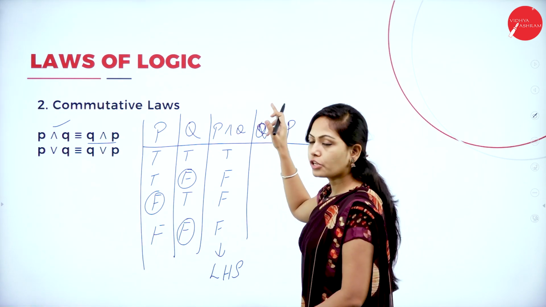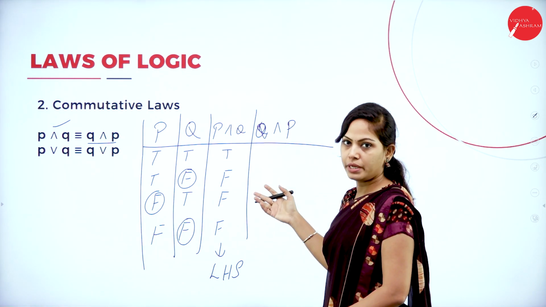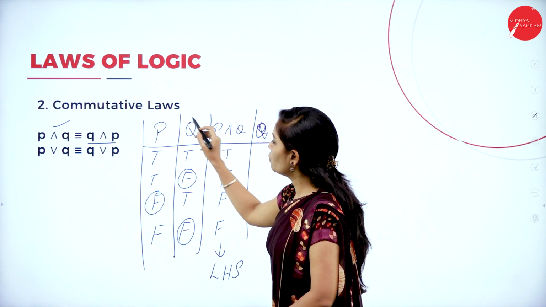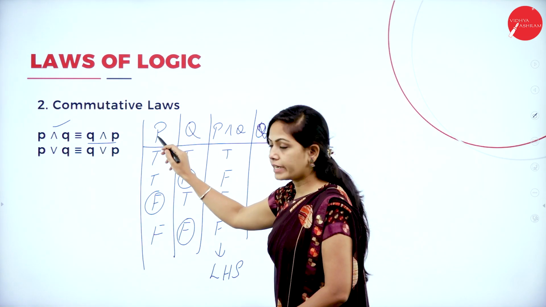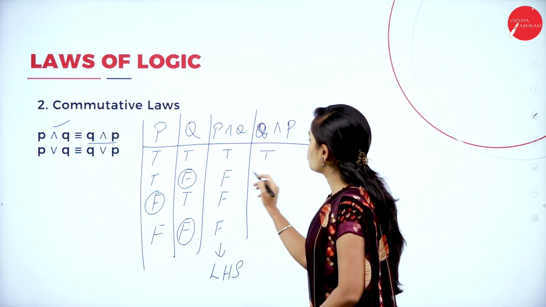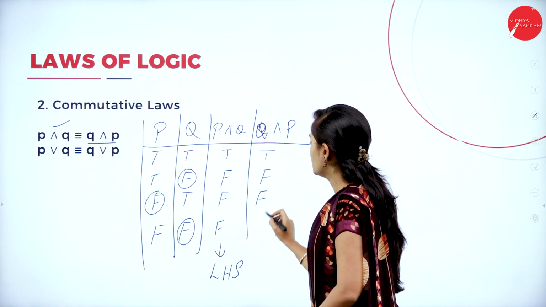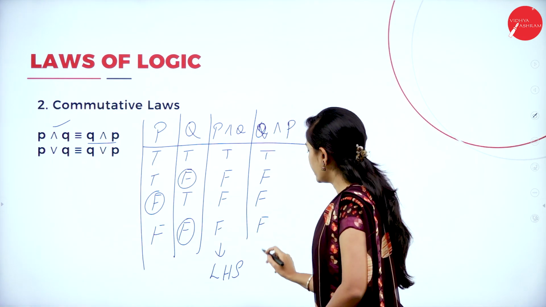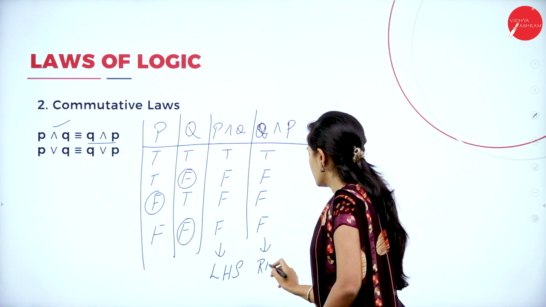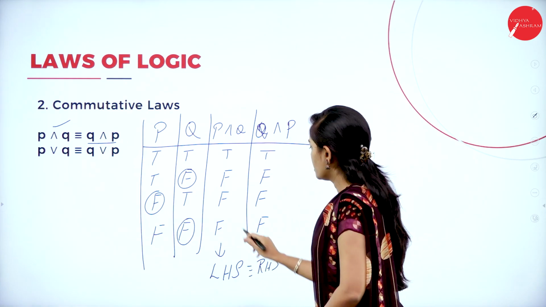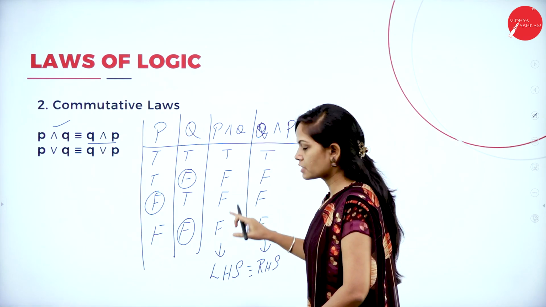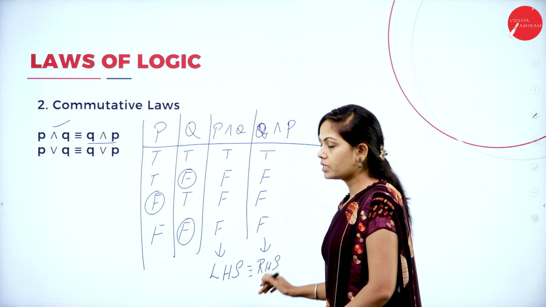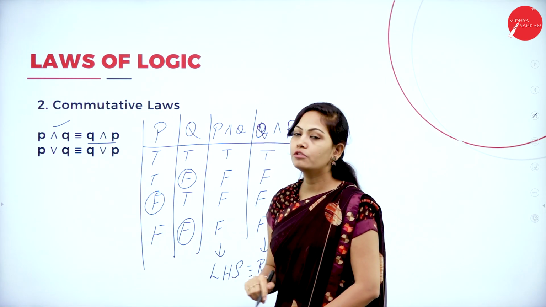So P and Q is equal to Q and P, right? So again we have to find out AND operation Q with P. So Q is ANDed with P. True, true means true. True, false is false. False, true. False, false. So again, we'll get the same truth values. So LHS is true, false, false, false. RHS is true, false, false, false. So both are equal, right? So this is the first commutative law.